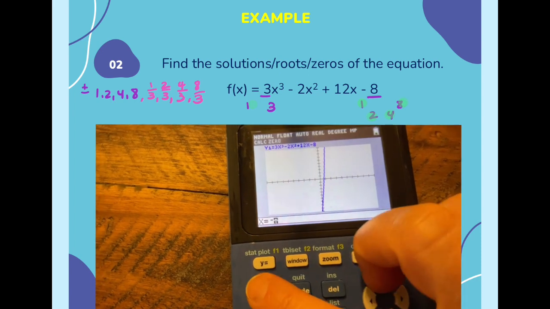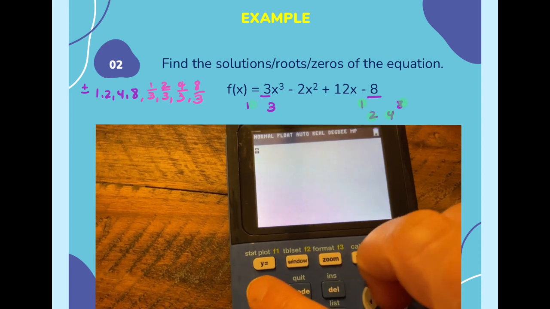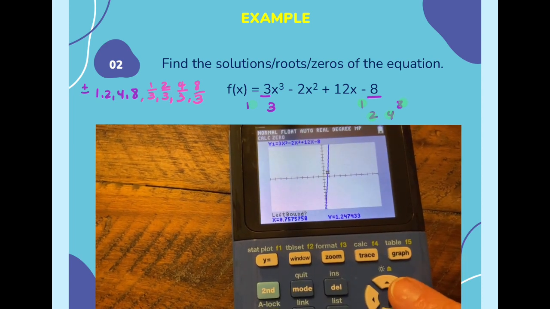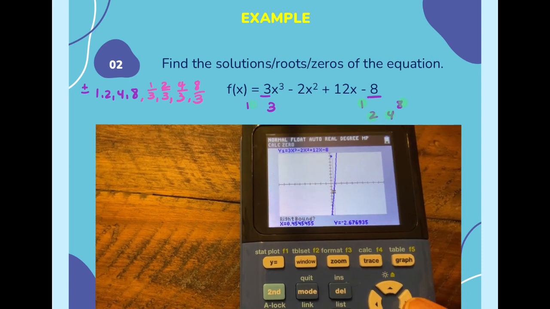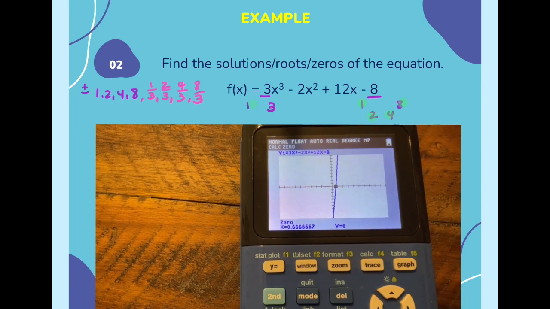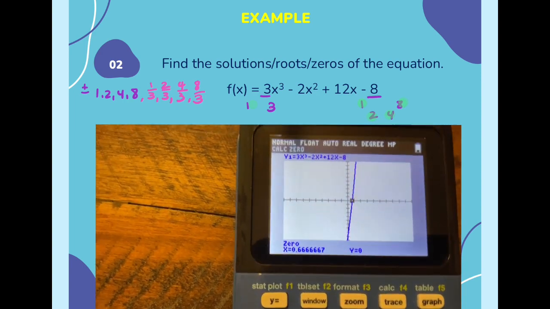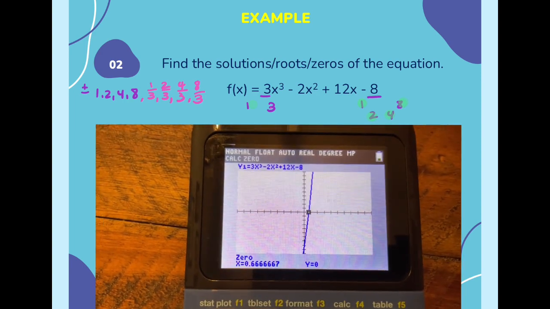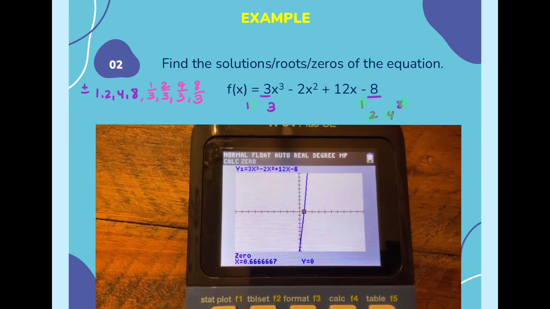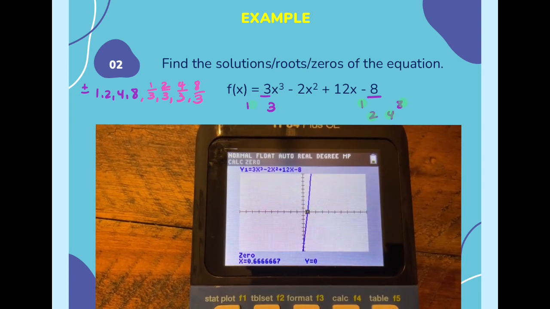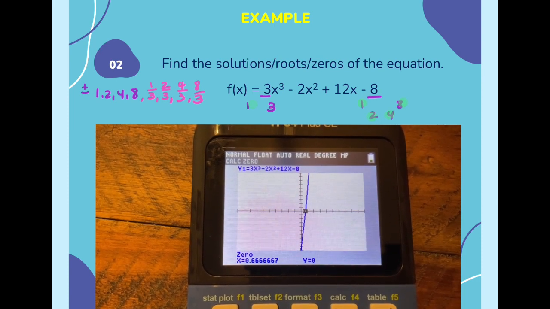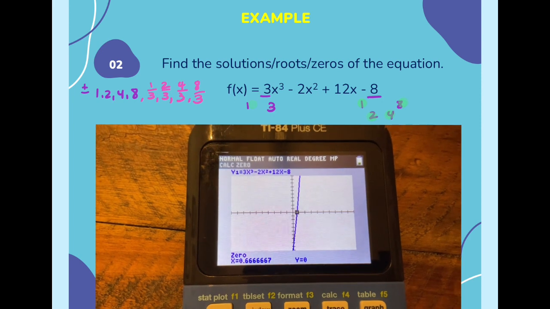Oops. Try that again. Left bound, right bound, hit enter, and it brings me to the 0. So this time my 0 is a decimal, which is what I expected. 0.6666 repeated till you get to 7 means that that 0 is actually 2/3, which matches one of my possible roots.